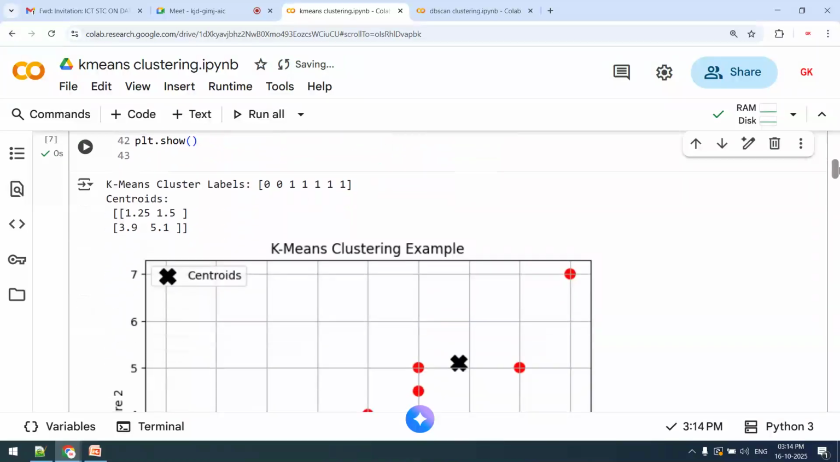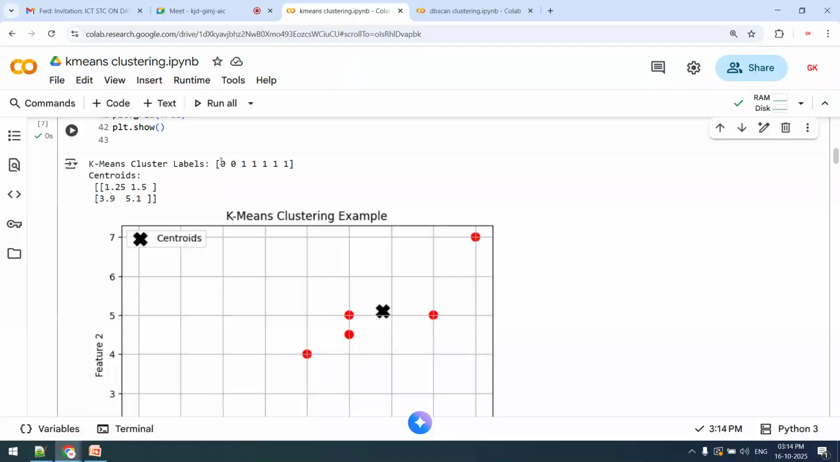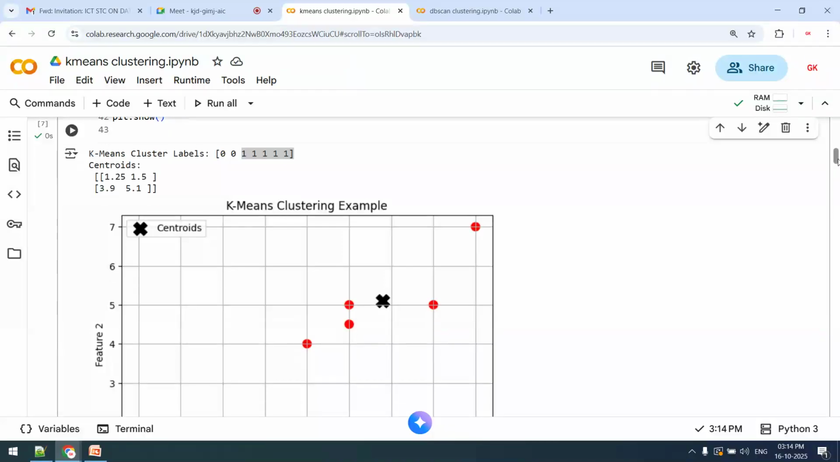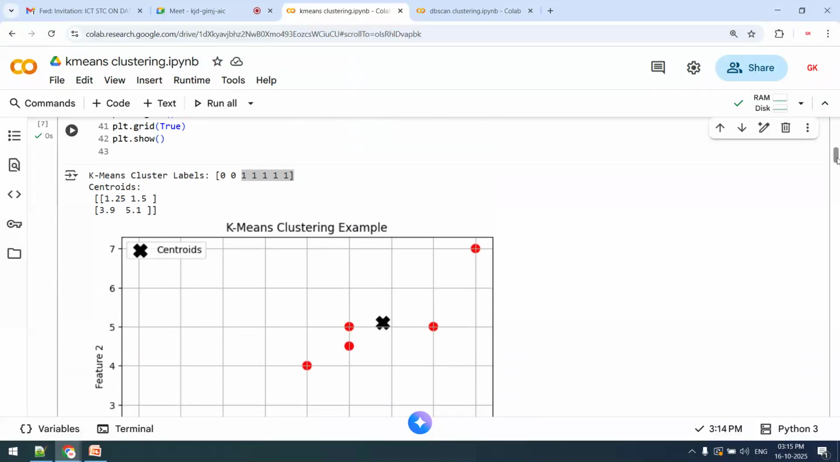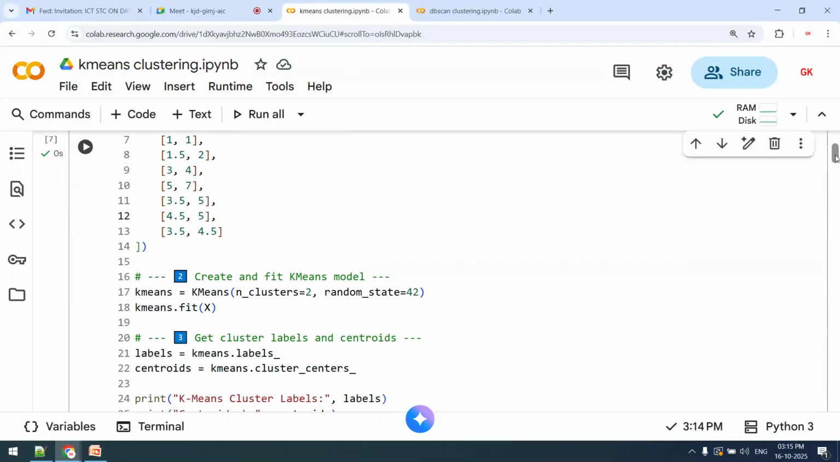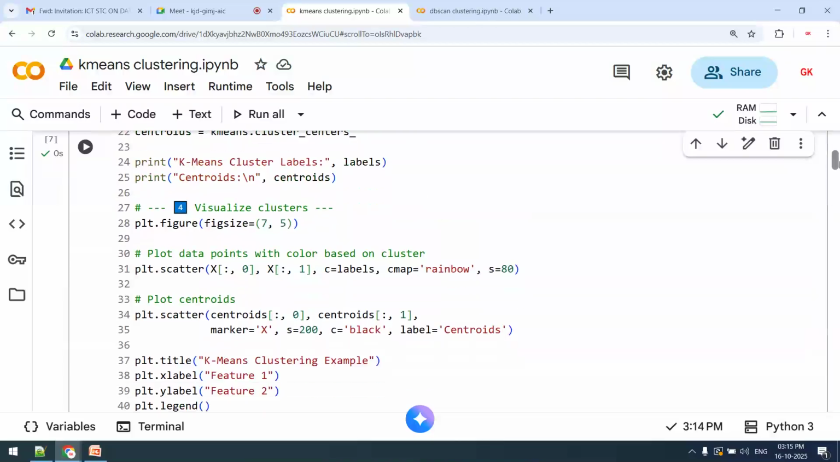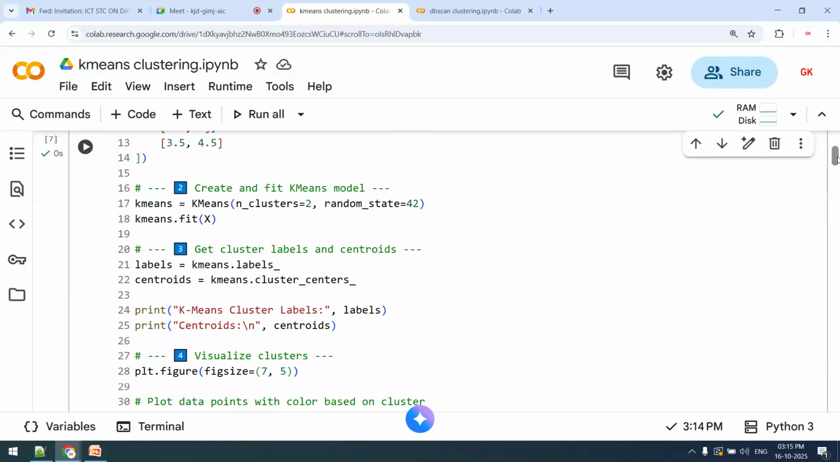So you can see this one, the cluster formation. These are the labels. The first two data points are in the same label, in the same cluster. The last five data points are in the second label. What about the centroids? These are the centroids. Now if you want to make three clusters, we can specify here the number of clusters.